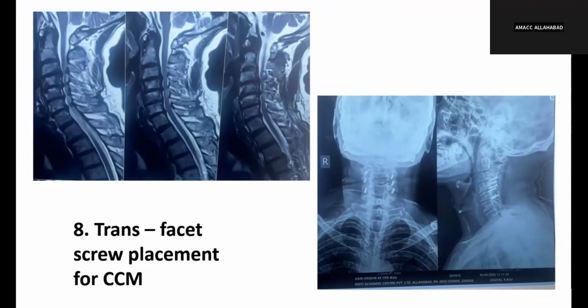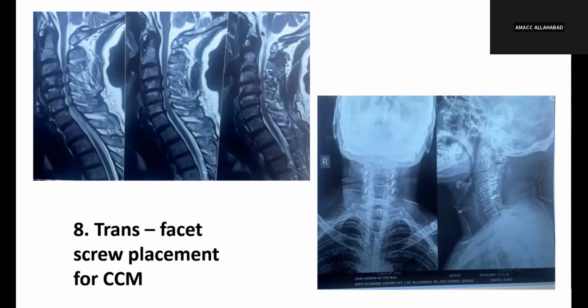In this case also we went from the back, because from the front you cannot take out 4 or 5 vertebrae. So we went from the back, we did laminectomy, and in this case we tried a new hardware. This is called transfacet screws. These are very recent screws, recently developed.